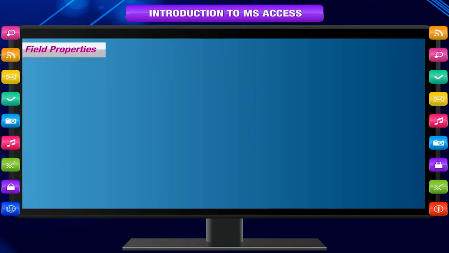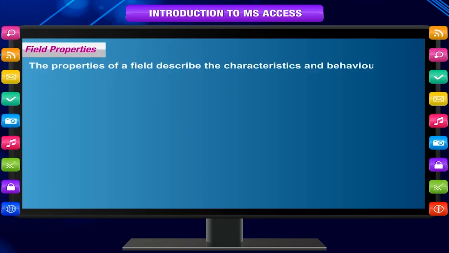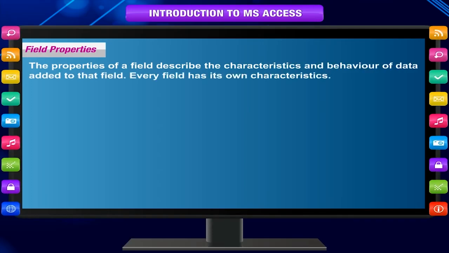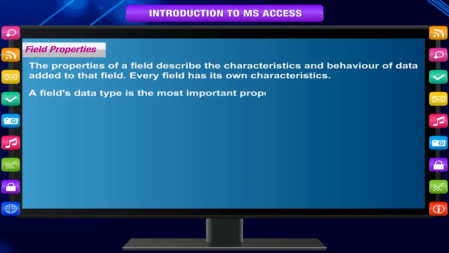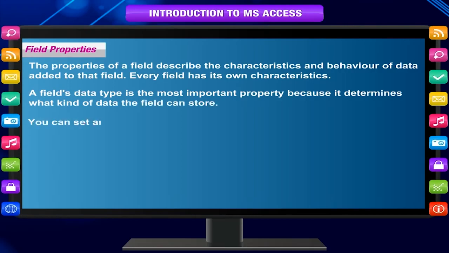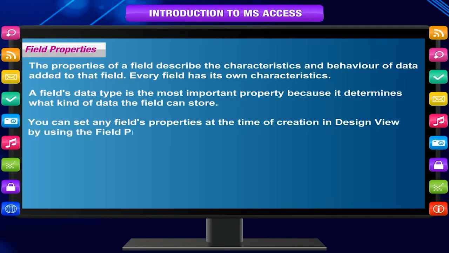Field properties. The properties of a field describe the characteristics and behavior of data added to that field. Every field has its own characteristics. A field's data type is the most important property because it determines what kind of data the field can store. You can set any field's properties at the time of creation in Design View by using the Field Properties pane. You can set them later also in Datasheet View.